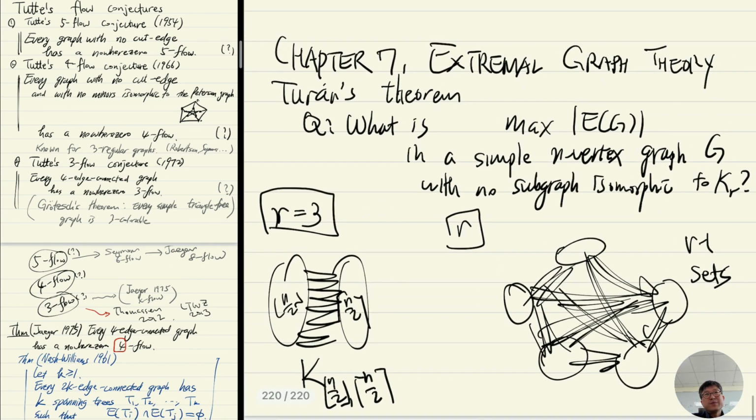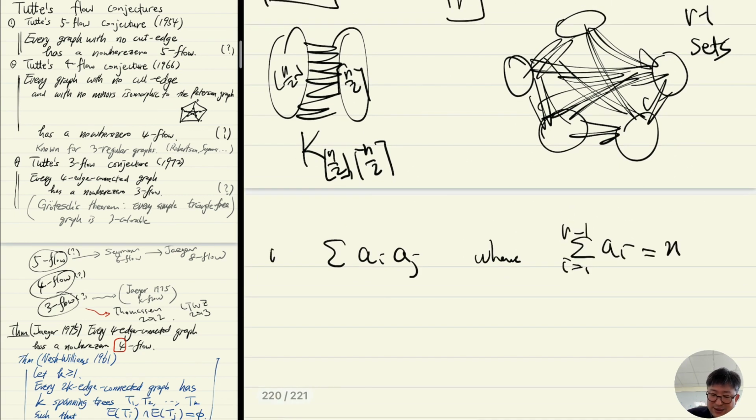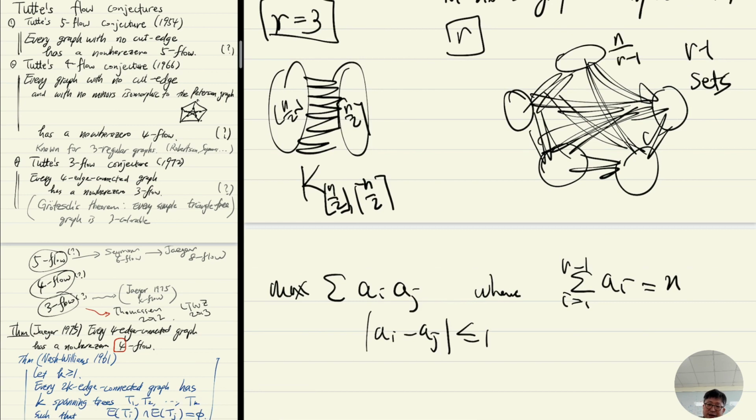And you can solve some inequality, saying that in order to maximize the number of edges in this thing, right? So in order to maximize this function, the sum of ai times aj, where the sum of ai from 1 up to r minus 1 is n, how do you maximize that? To maximize this, you need to make sure that all the differences between ai and aj are at most 1. So roughly, you divide things into r minus 1 sets of similar size. And that is actually the theorem.